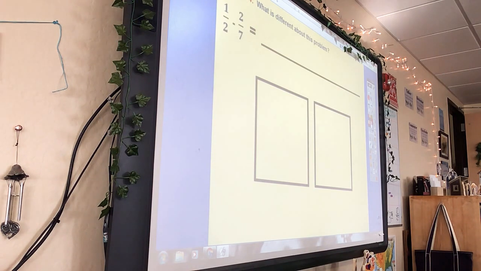Start with 2 models. Show the first fraction in the first model, second fraction in the second model, sandwich them, and go from there.